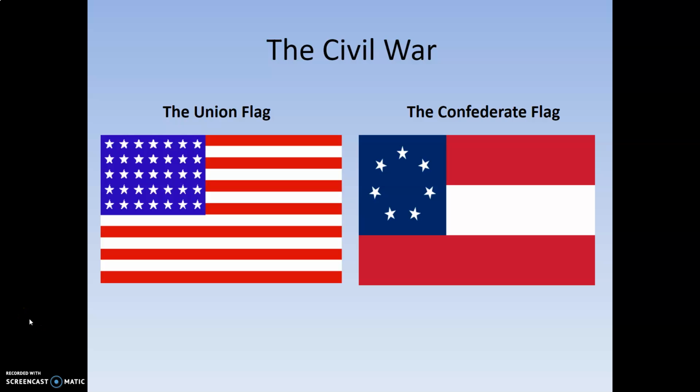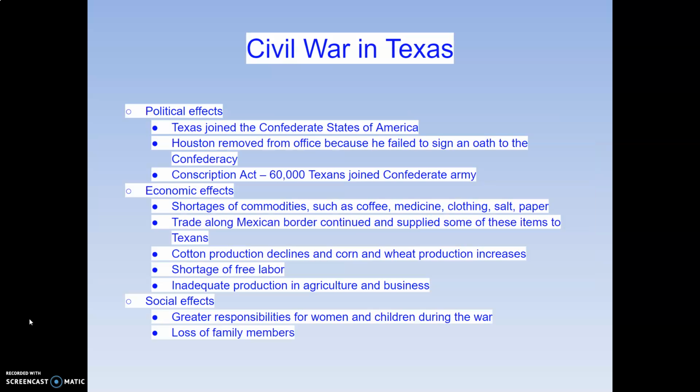Today we're going to talk about the Civil War, and as you can see here, we have the Union flag and the Confederate flag. Most people always relate the Confederate flag to the stars and bars, but this is actually the official Confederate flag. The Civil War in Texas. There are three types of effects we're going to talk about: political, economic, and social effects.